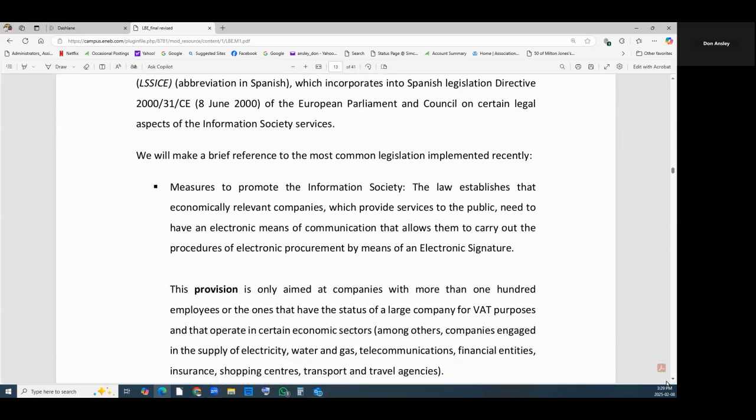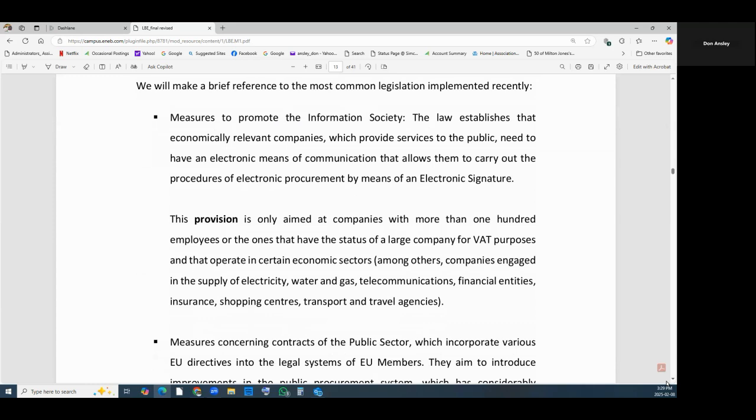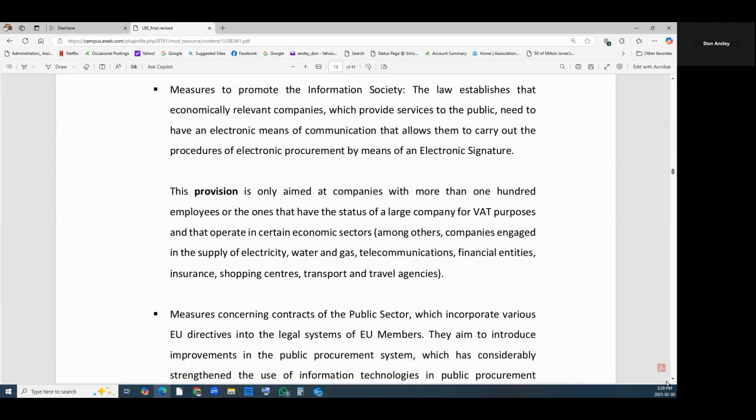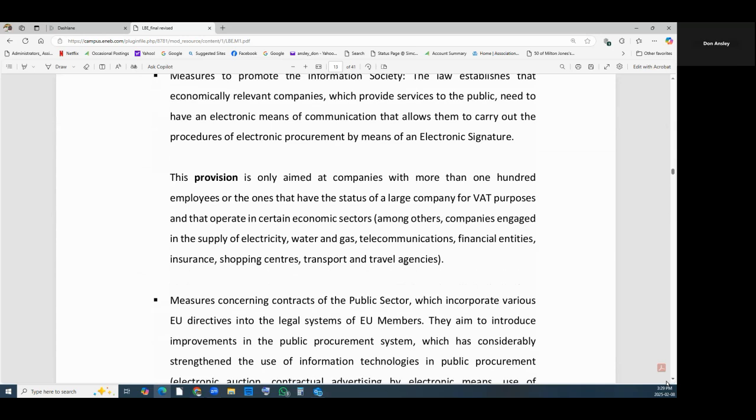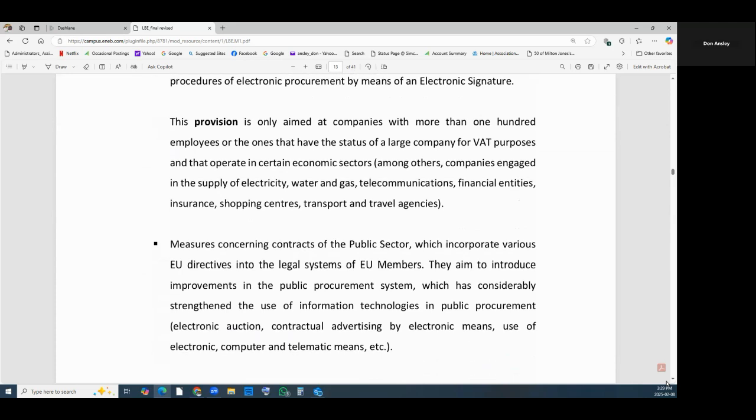We will make a brief reference to the most common legislation implemented recently. Measures to promote the Information Society. The law established that economically relevant companies which provide services to the public need to have an electronic means of communication that allows them to carry out the procedures of electronic procurement by means of an electronic signature. This provision is only aimed at companies with more than 100 employees or the ones that have the status of a large company for VAT purposes and that operate in certain economic sectors.